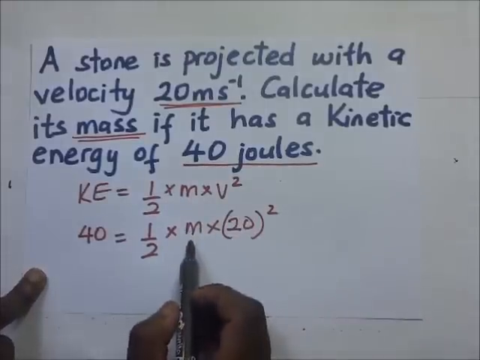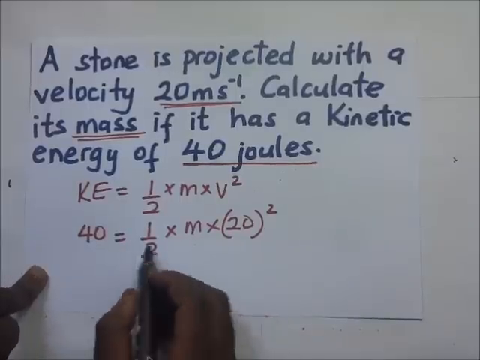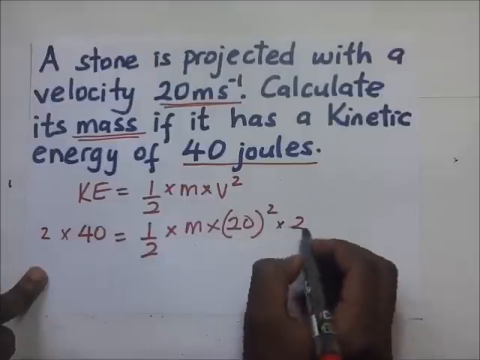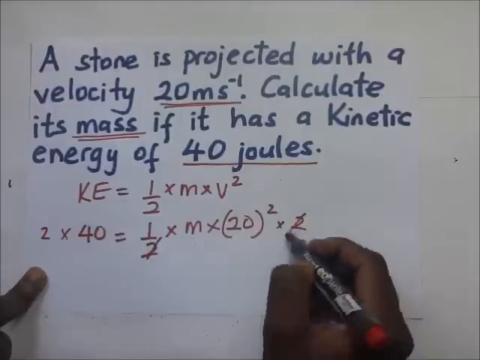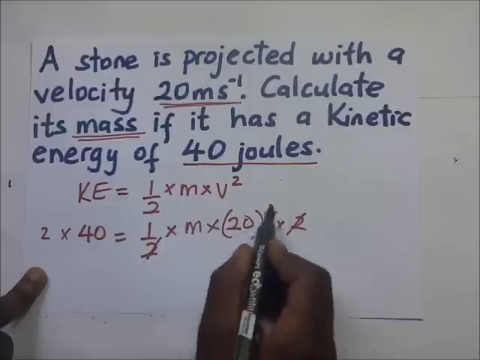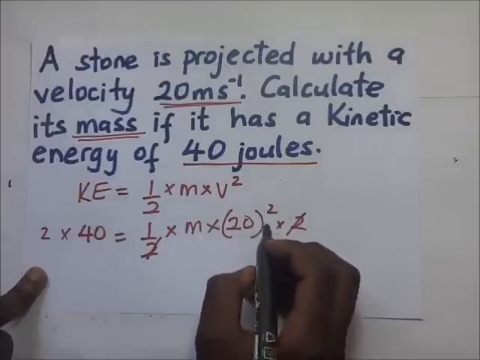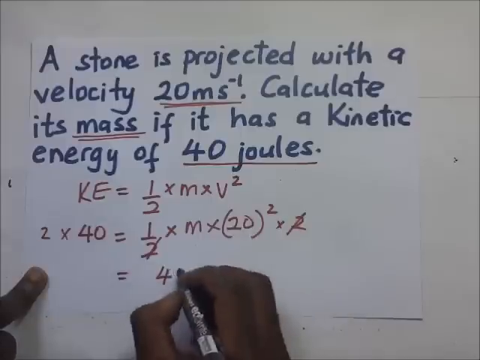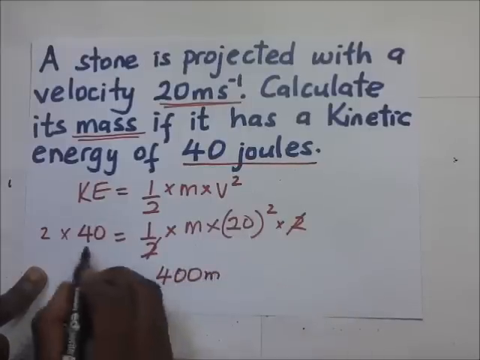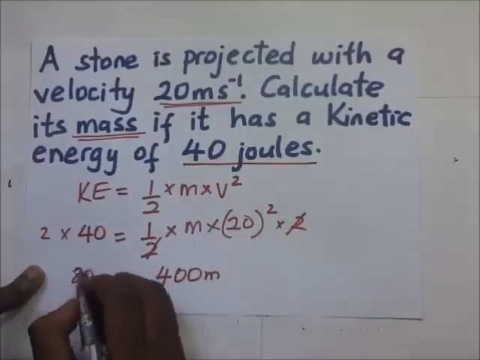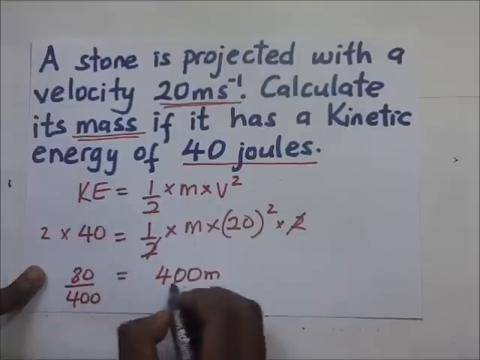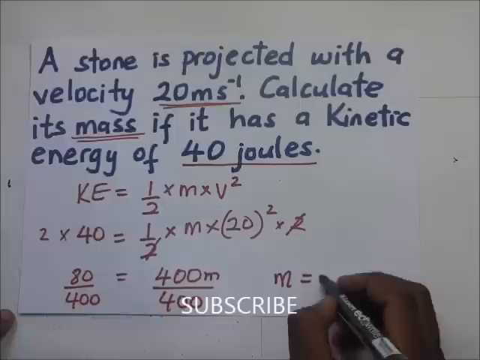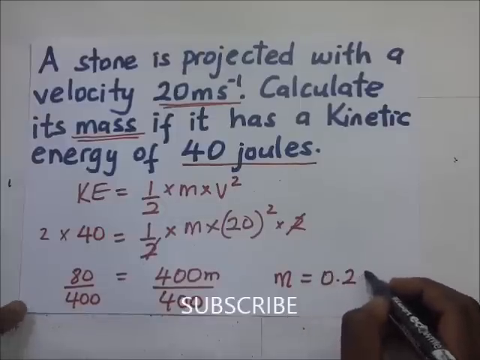So we simply make m the subject of the formula. When we multiply 2 on both sides, this 2 cancels with that 2, and you remain with m times 20 squared. 20 squared is going to be 400, so it's going to be 400 m. M is going to be 2 times 40, which is 80. Divide both sides by 400. And our value of m is going to be 0.2 kilograms.